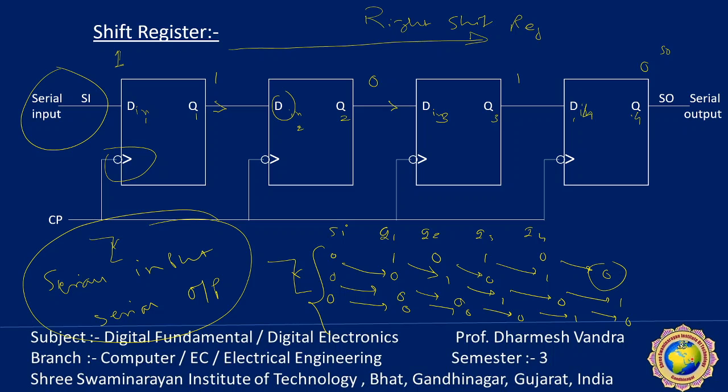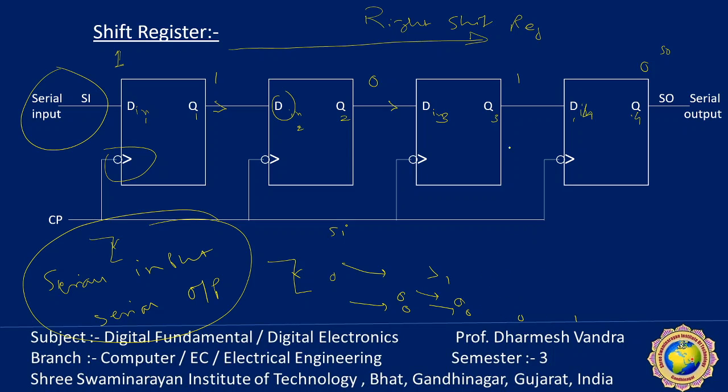It is the right shift. Suppose someone says that I want to design the left hand shift. So what we will do, we just have to interchange: D4 is connected with serial in, Q4 is connected to D3, Q3 is connected to D2, and Q2 is connected with D in, and serial output is taken here, in mirror image. The mirror image is that simple.